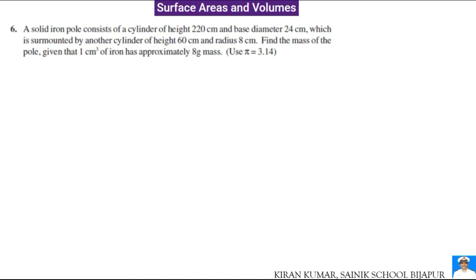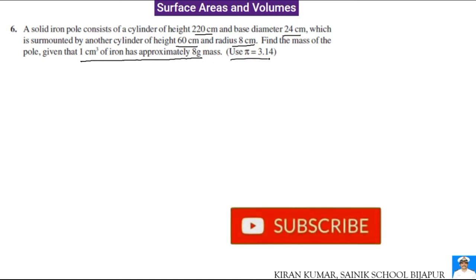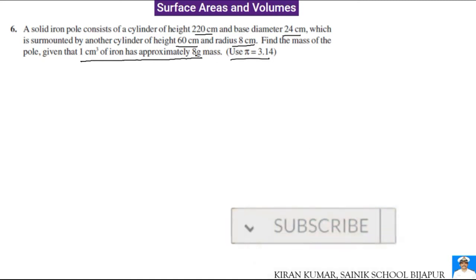Question number 6. A solid iron pole consists of a cylinder of height 220 cm, the base diameter 24 cm, which is surmounted by another cylinder of height 60 cm and the radius 8 cm. Find the mass of the pole if 1 cm cube of iron has got approximately 8 gram mass. They have mentioned use pi equal to 3.14.